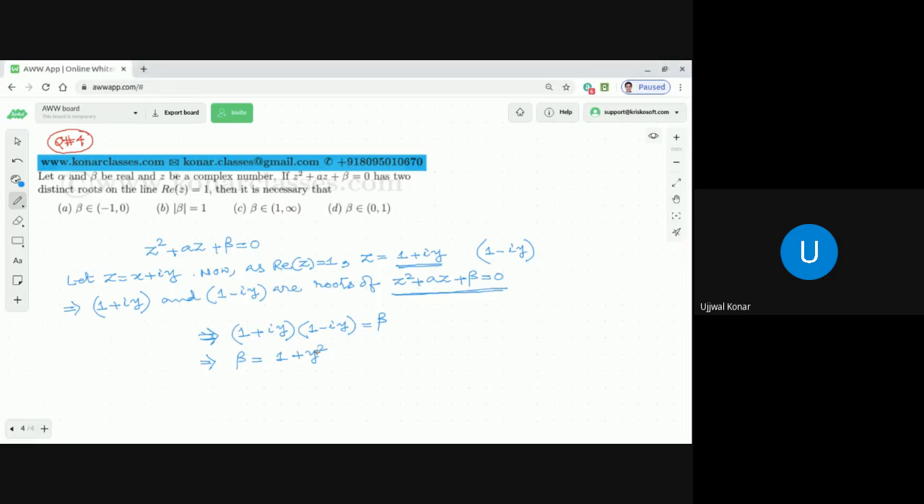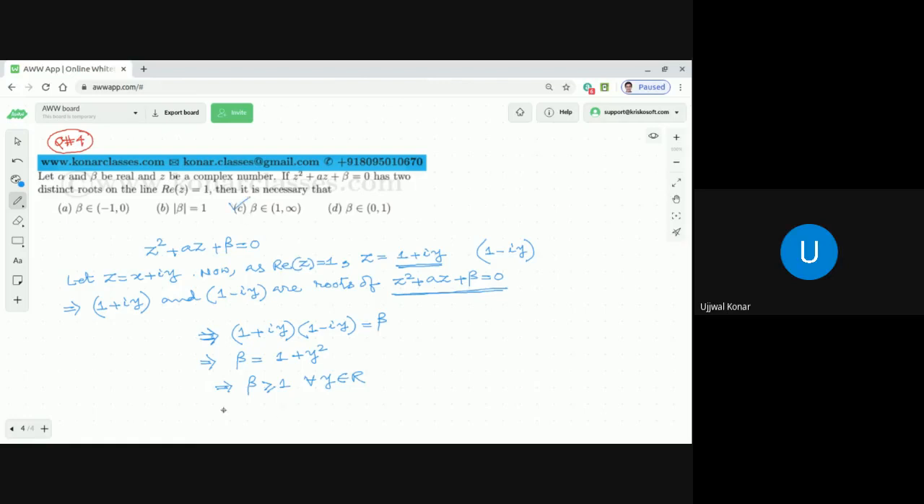1 plus y square should always be greater than or equal to 1, because y is a real number, right? This implies beta is greater than or equal to 1 for all y belonging to the set of real numbers. It will be equal to 1 if y is equal to 0. Correct or not? So from there, what can we conclude, dear students? We can conclude that beta belongs to 1 to infinity, and eventually we get the correct option C.